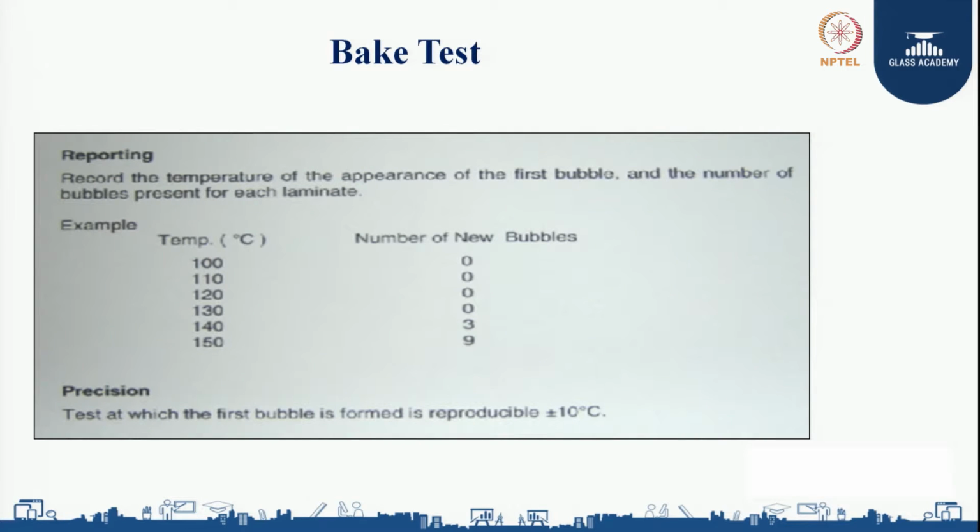You can see in this report the recorded temperature of the appearance of the first bubble and the number of bubbles present for each laminate. For example, my temperature is at 100 degrees centigrade and the number of bubbles was found to be 0. When I raised the temperature to 110 degrees centigrade, the bubbles were still 0. At 120, 0. 130, 0. Once 140 started, I found there are 3 bubbles. At 150, there are 9 bubbles found. So we need to understand the precision of the test: the temperature at which the first bubble is formed is reproducible at plus or minus 10 degrees centigrade.